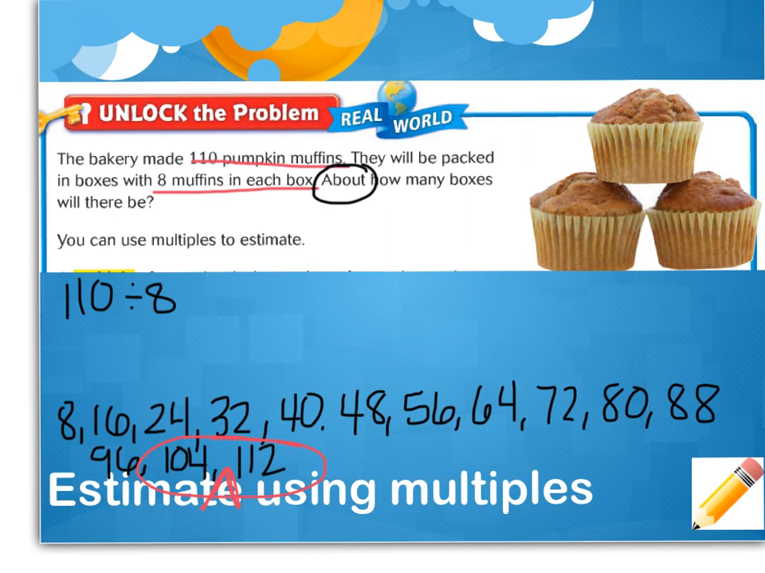I'm going to count to see which multiples of 8 those are. This would be 1, 2, 3, 4, 5, 6, 7, 8, 9, 10, 11, 12, 13, and 14. Since 104 is the 13th multiple, and 112 is the 14th multiple, that tells me that 8 times 13 is 104, and 8 times 14 is 112. I now have 2 answers that this quotient is between. 110 divided by 8 is between 13 and 14.